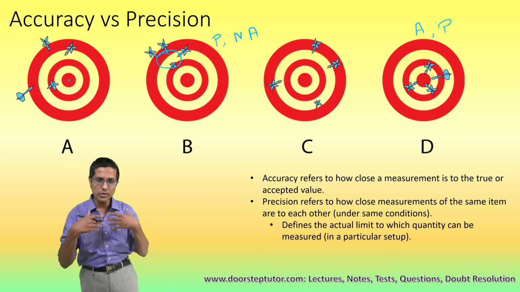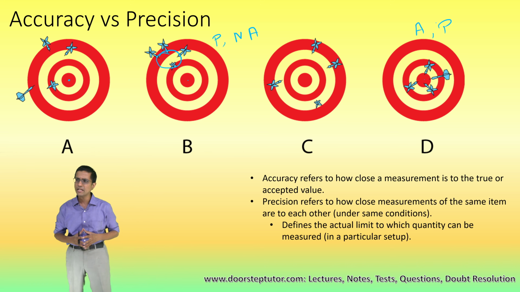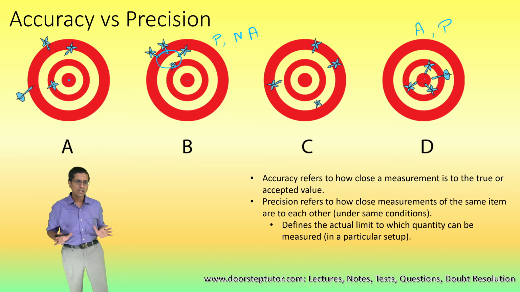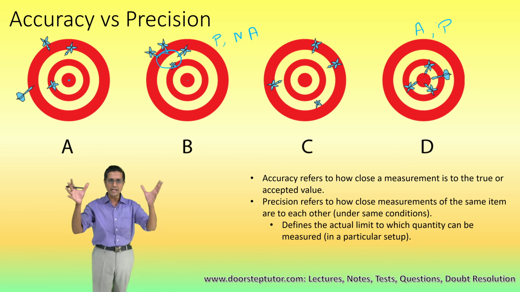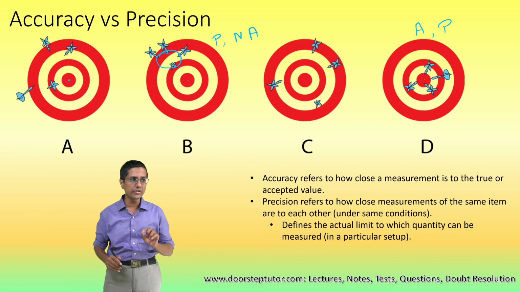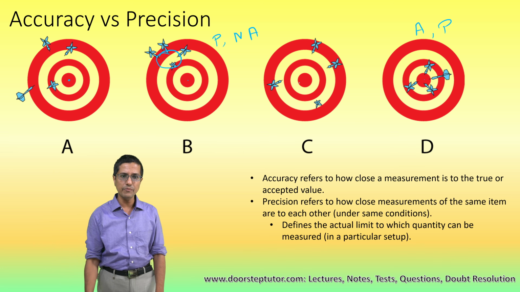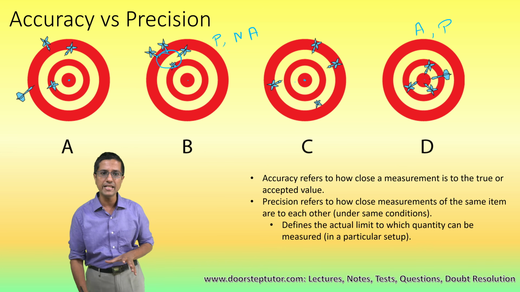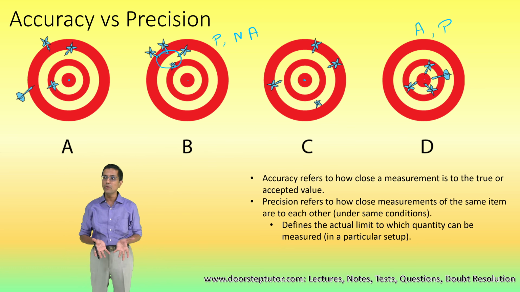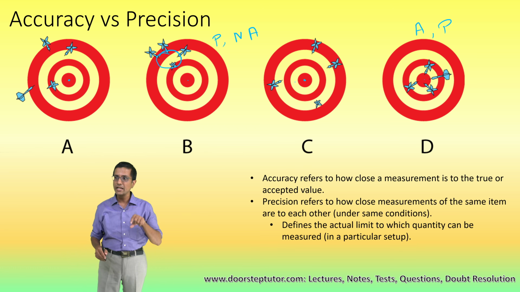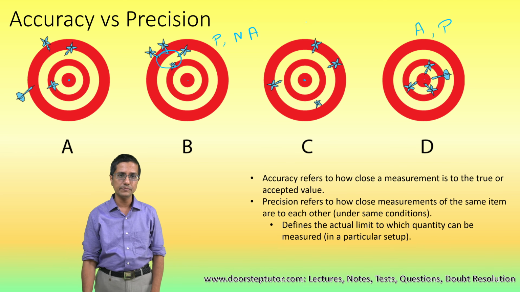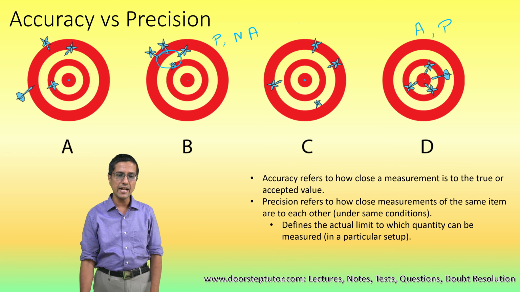Now let's go on to example C here. In C, what has happened? He has thrown the darts all spread across the entire board. If you take the average of those readings though, the average would end up being very close to the center. So although he was not precise, his darts went all over the board, he was accurate, because the average of those 4 readings was very close to the real value. So this is accurate but not precise.